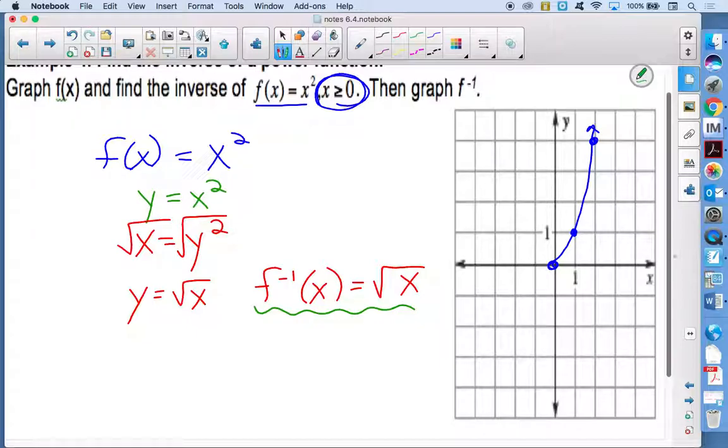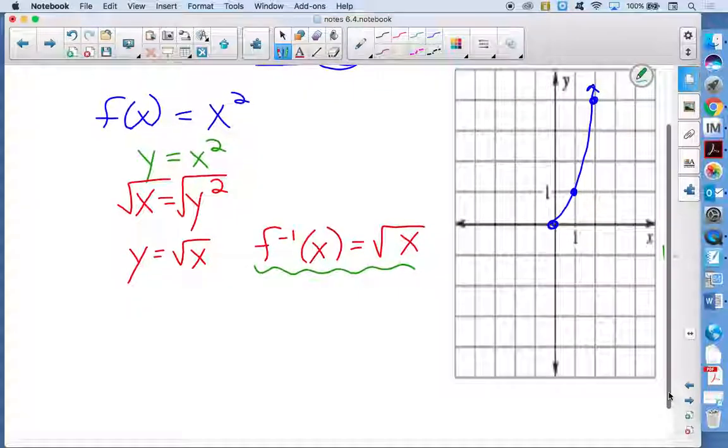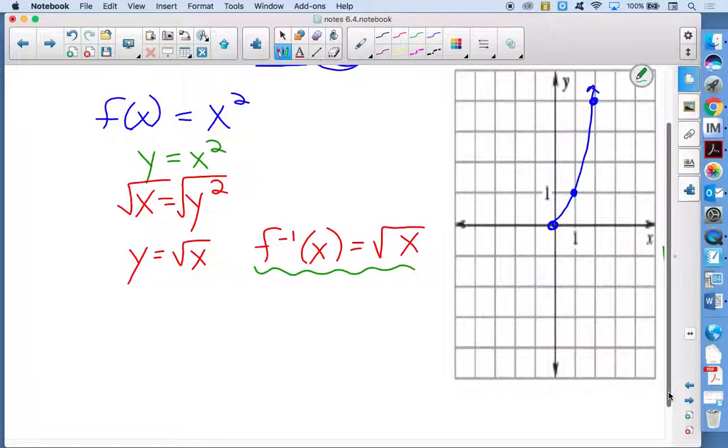The last part of the problem says graph this inverse. So do another mental t-chart. If you need to make one, write it down, that's fine. But you can just do a mental t-chart. So if you plug a 0 in, the square root of 0 is 0. If you plug a 1 in, the square root of 1 is 1. What would be the next number that we could have that's a perfect square? 4. So 4, the square root of 4 is 2.